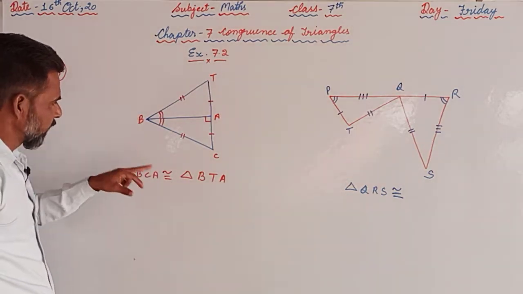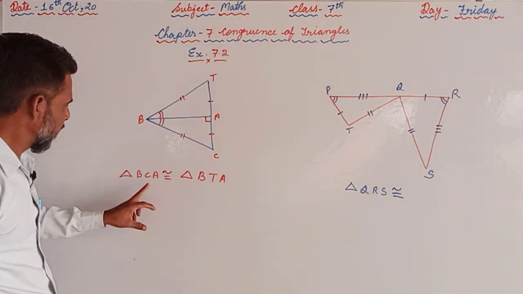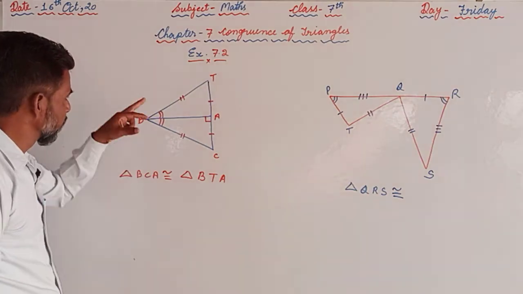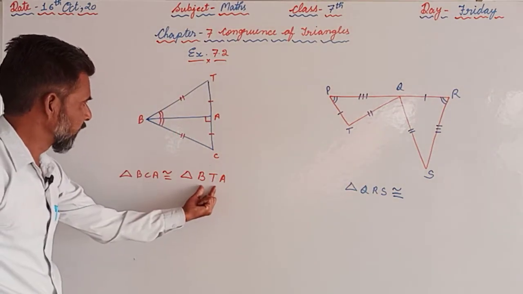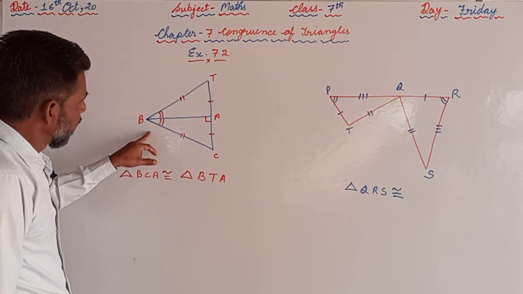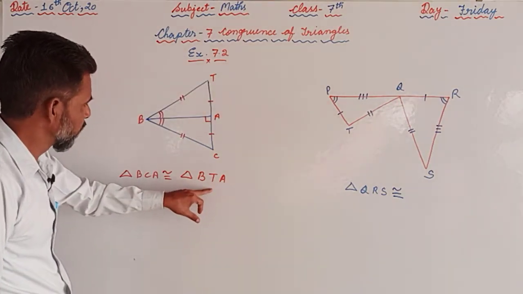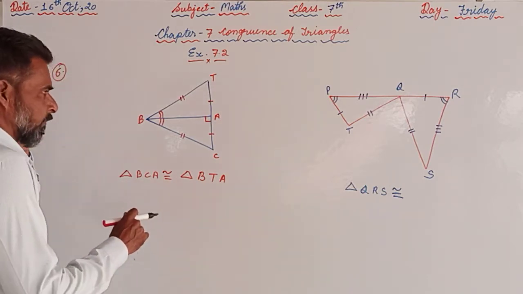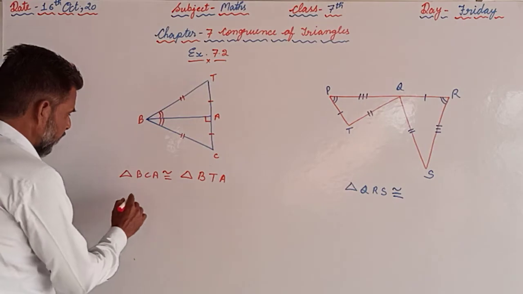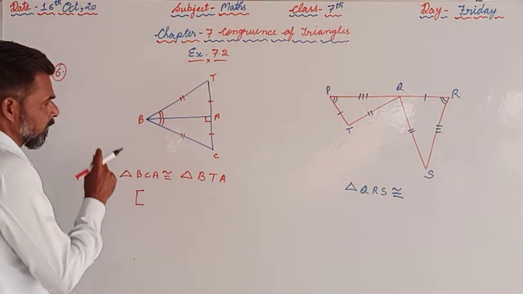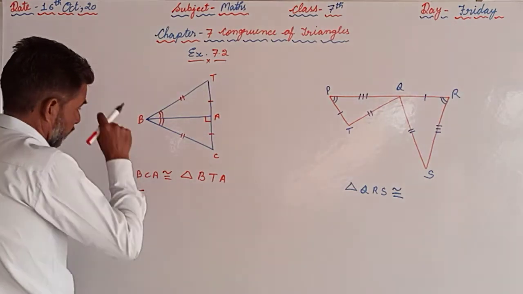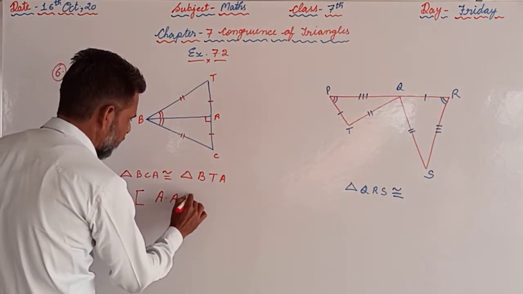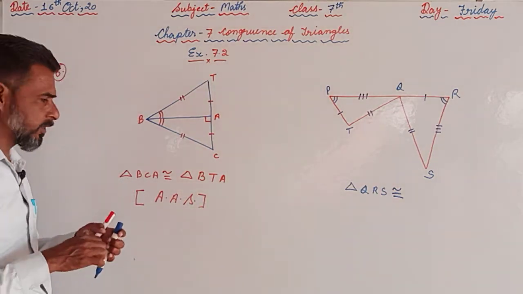As you can see that angle B is common in that, so both the angles are equal. Then BC is equal to BT, and then AT is equal to AC. So that is the complete statement, and the criteria also we can write here. Which criteria we can use? We can use angle side angle, that is the criteria which is being used here.